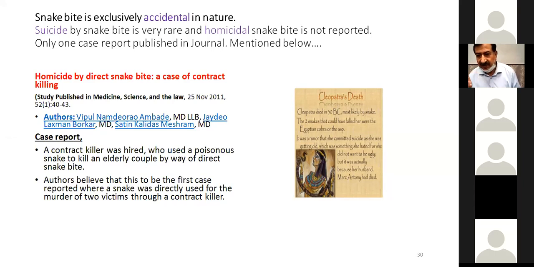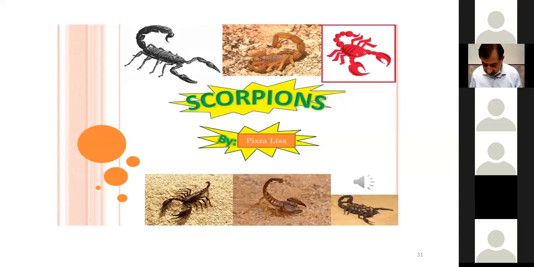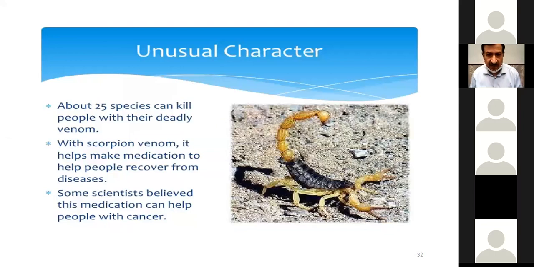Now we discuss the scorpion. Scorpion sting is very painful. About 25 species can kill people with their deadly venom. With scorpion venom, it helps make medicine. Medicine may be used in treatment. Some scientists believe this medication can help people with cancer.